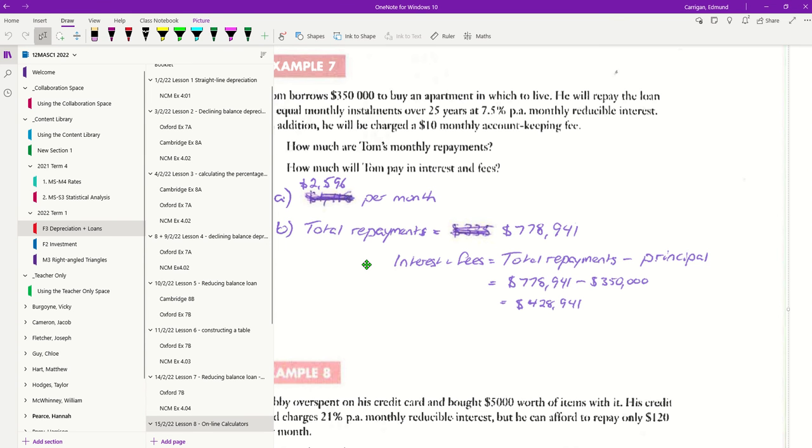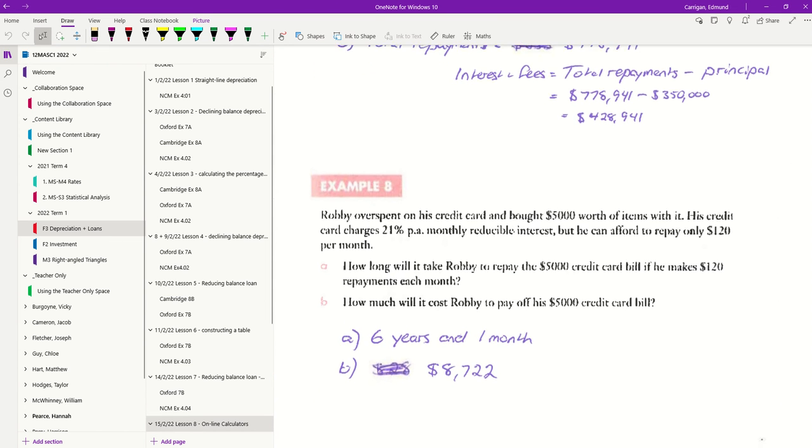Okay, we all good? All right. So let's have a look at our next example. So that's how we work out anything for a mortgage payment.